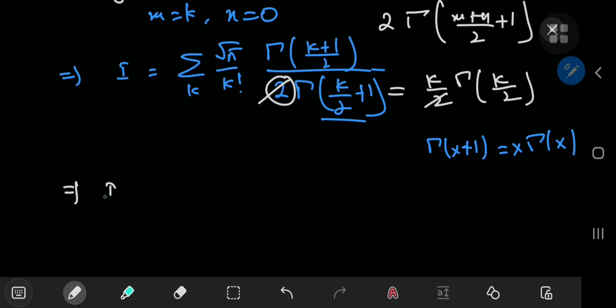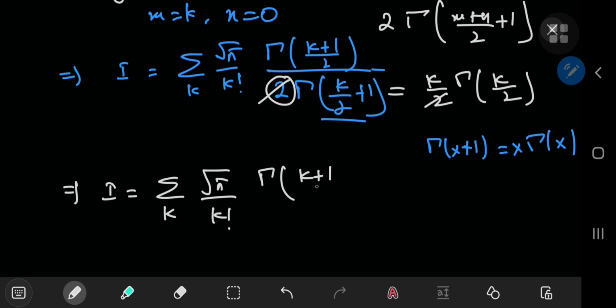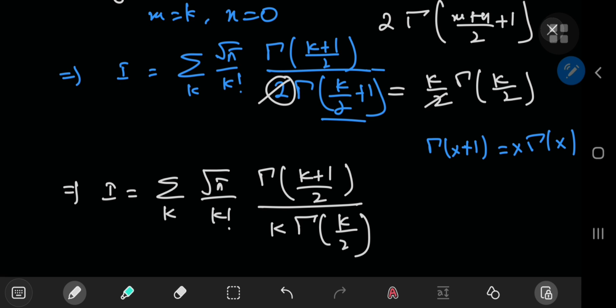So all of this further implies that I equals the infinite sum over k of square root pi by k factorial times gamma of k plus 1 by 2 divided by k times gamma of k by 2. So we've reduced a problem of integration to a problem of an infinite series. And it involves a few gamma functions here and there.